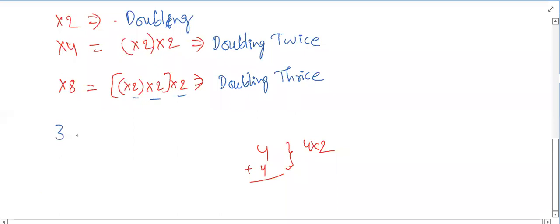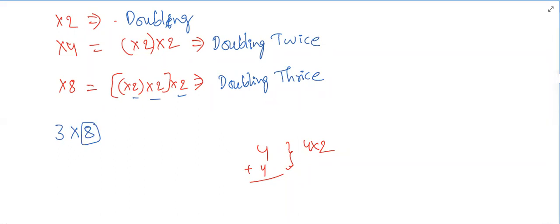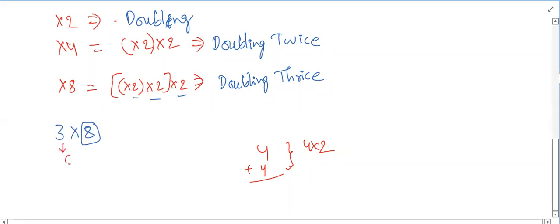Suppose I'm taking a small number like 3 into 8. Instead of direct multiplication by 8, first I will double this number 3. First time doubling is 6. Next again I'll double that 6, it is 12. Next I'll double it again, 12 double is 24. So 24 is the result for this question. Understood? 3 double is 6, 6 double is 12, 12 double is 24. 24 is the direct multiplication result of 3 into 8.